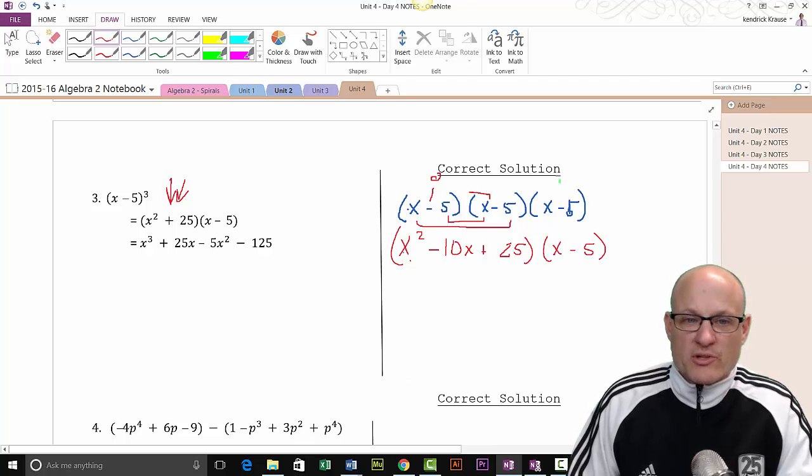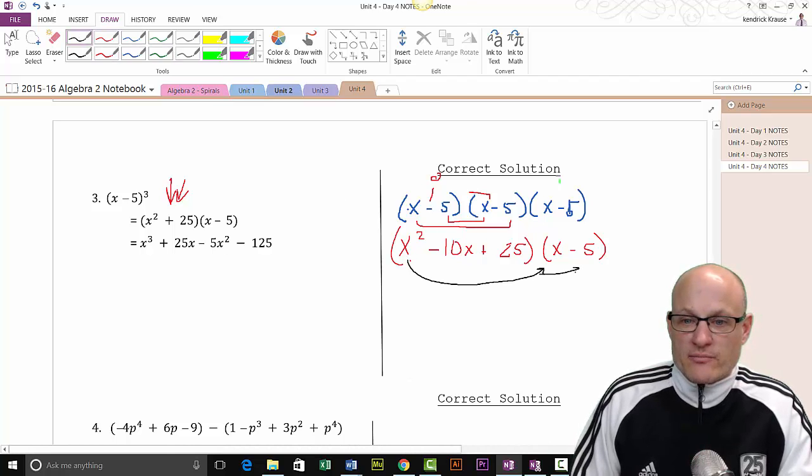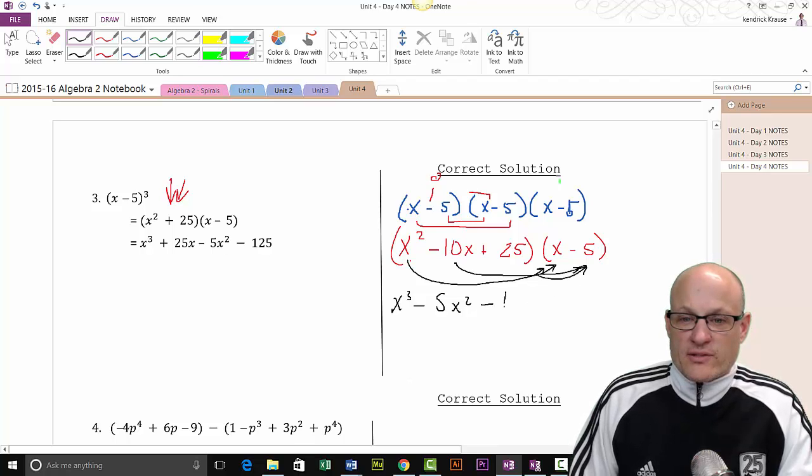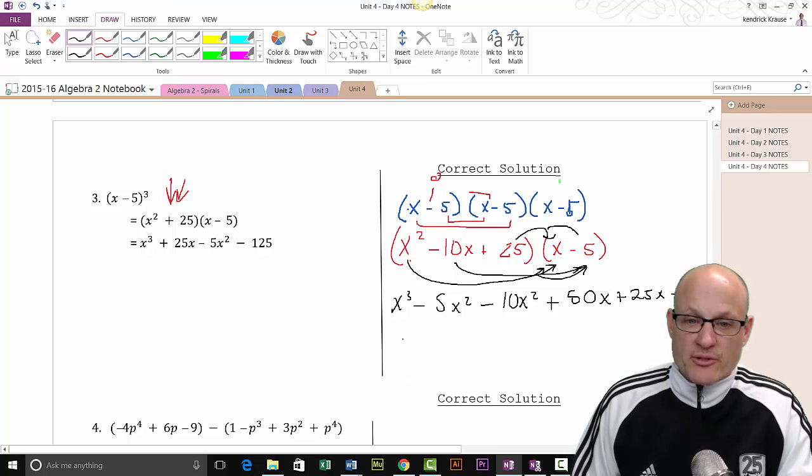So in this case, we're going to almost like triple distribute. So I'll grab black. X squared times both of these. So that's x cubed minus 5x squared. And then these times both. So that's minus 10x squared plus 50x. And then 25 times x is plus 25x minus 125. And then you got a little bit of cleanup to do.